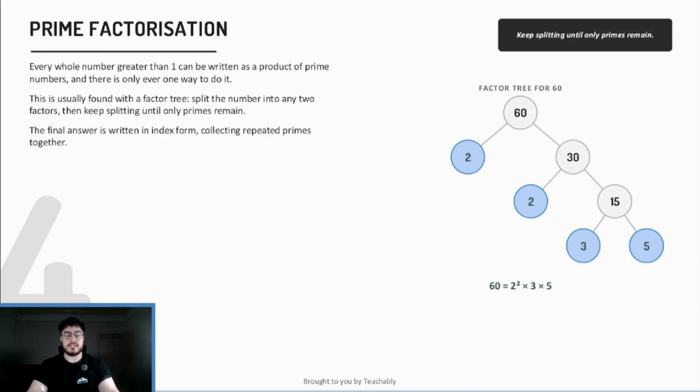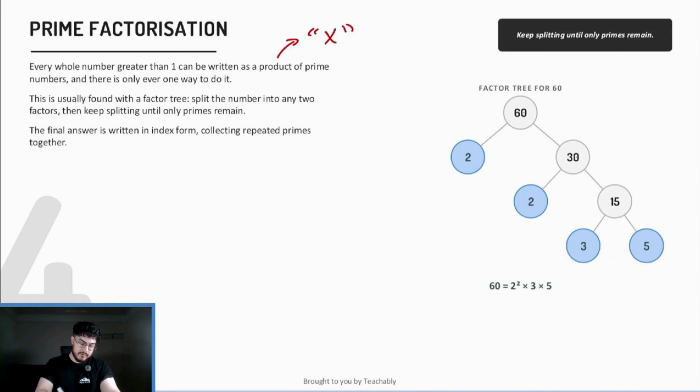Prime factorization. Now, prime factorization is very important, so let's read this out and then I'll give you the example. Every whole number greater than 1 can be written as a product of prime numbers, and there is only ever one way to do it. What does product mean? Don't worry too much, but in reality it just means multiplication.